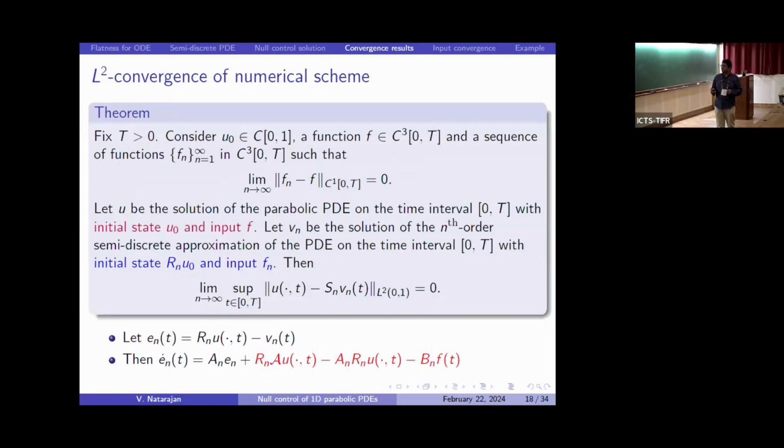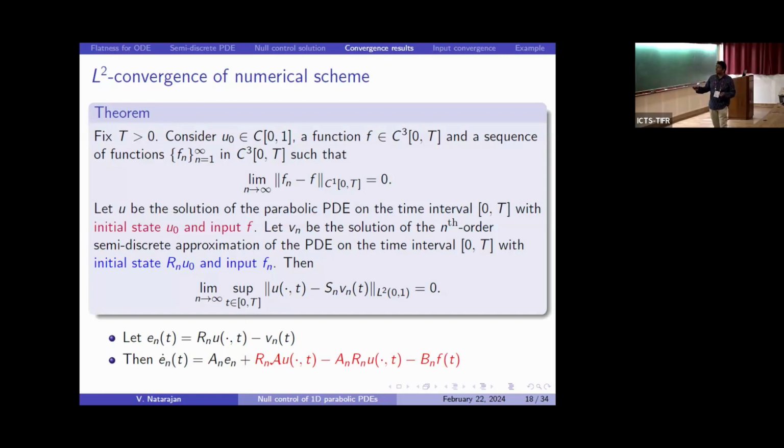So this is the first convergence result. The way it's stated is the way we need it. I'll take the initial state to be u naught, and the input is f. So the initial state and input for the PDE are u naught and f, and the solution of the PDE is u. For the semi-discrete ODE, I'll take the initial state to be R_n u naught, the discretized version of u naught, and the input to be f_n, where the f_n converge to f.